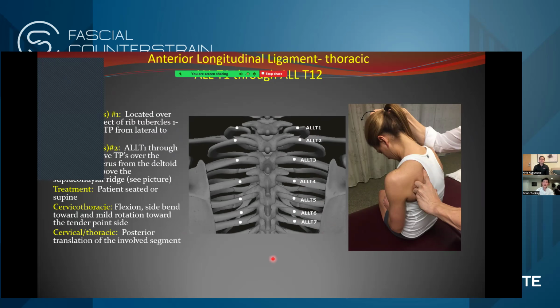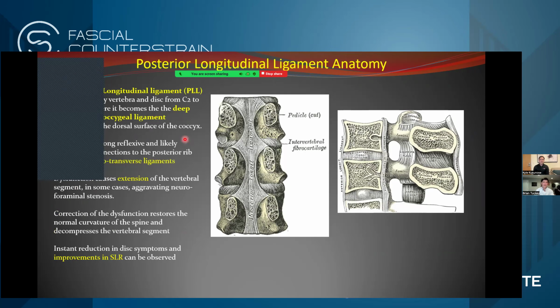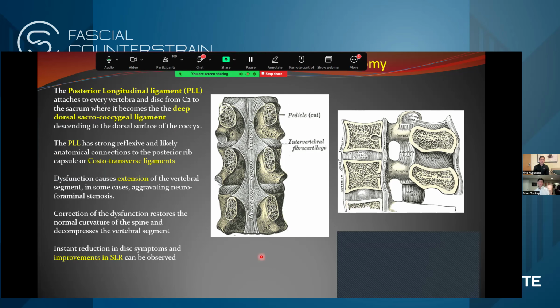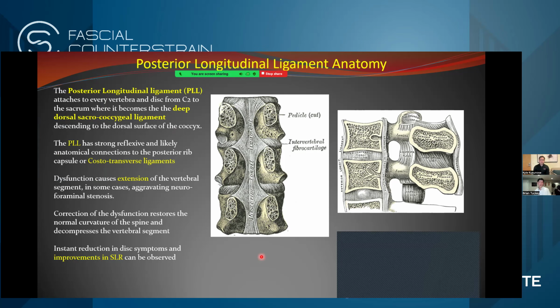Let's look at the posterior longitudinal ligament. And again, these are some things we go into in beginner class. We'll teach you the ALLs of the thoracolumbar and PLLs of thoracolumbar in the beginner class, and then you get much more in depth when you get into the spinal ligament and myochain class that we're talking about here.